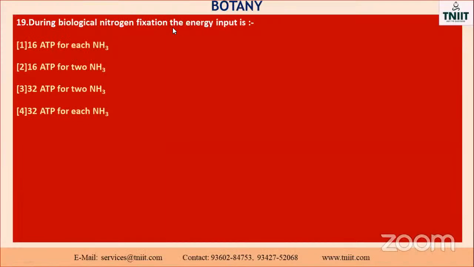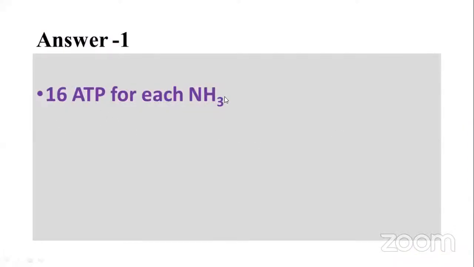During biological nitrogen fixation, how much is the energy input? Maximum 16 only. So 16 ATP for each ammonia. Each one, not two. See the options, this is the correct answer, my dear. The ATP, adenosine triphosphate, required for a single ammonia is 16. Suppose it is 2, then 32. Okay, my dear, see this one: 16 ATP for each ammonia. So this is a direct question.